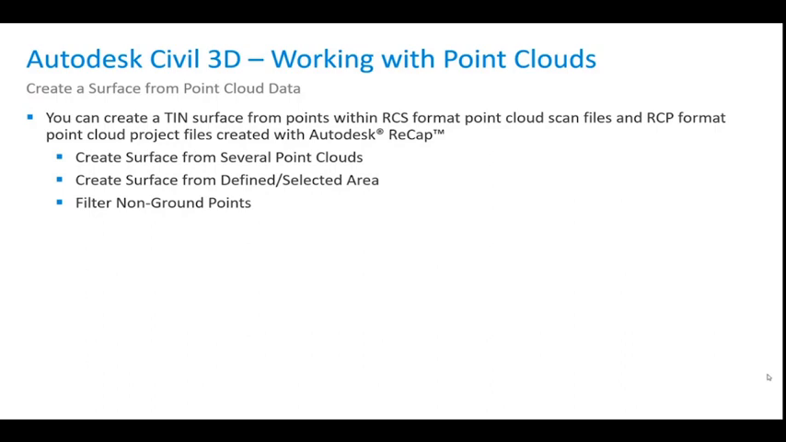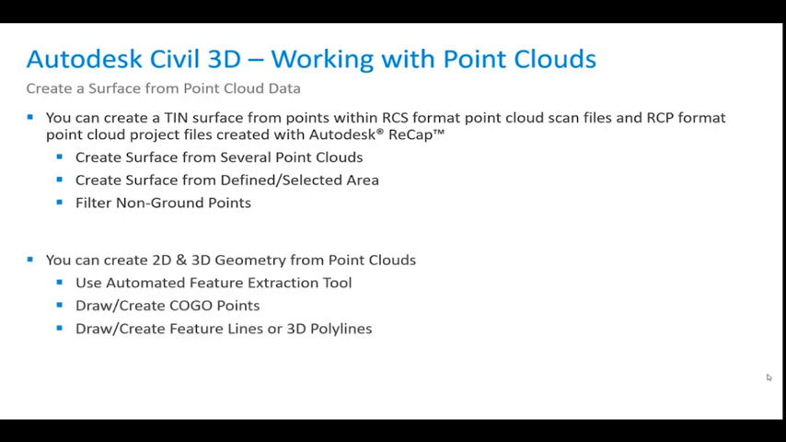You can create a TIN surface from your points within the RCS or RCP format. You can create a surface from several point clouds. You can select and define an area, and you can filter out non-ground points to create that surface from. You can also start extracting geometry. It's more of a manual process.